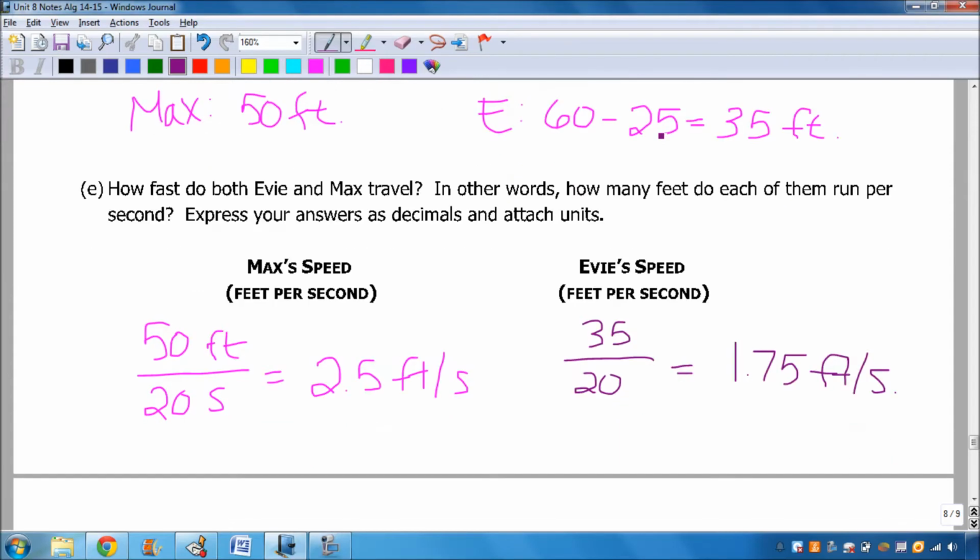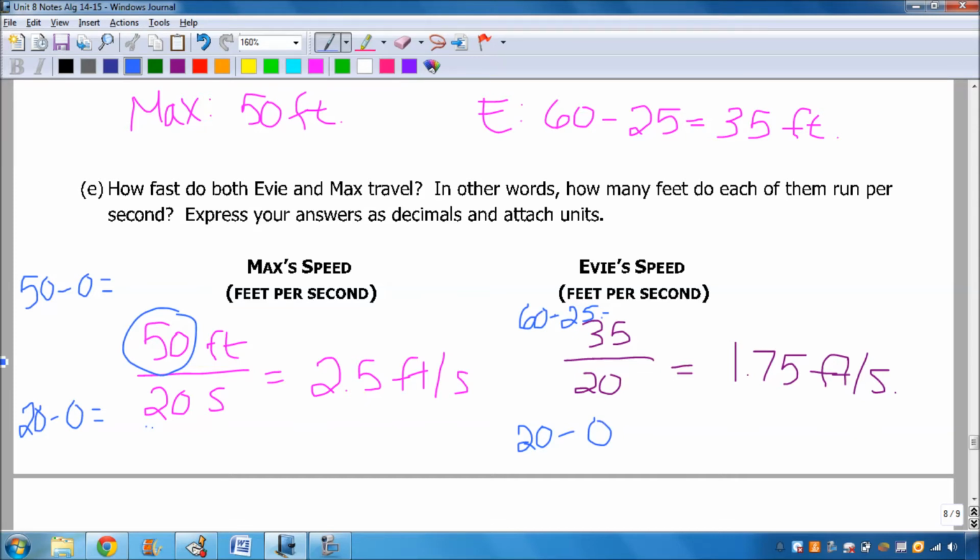Okay? Now, notice how, in order to get this 50 feet right here, what we did is we took Max's ending distance and subtracted his starting distance, and that's how we got 50. And then to figure out how much time went by, we took his ending time and subtracted his starting time, and that's how we got 20. Same thing with Evie right here. For Evie, we figured out her ending distance and her starting distance, and we subtracted those, and that's how we got 35. And then for her time, 20 was her ending time and we subtracted her starting time, and that's how we got 20 seconds.